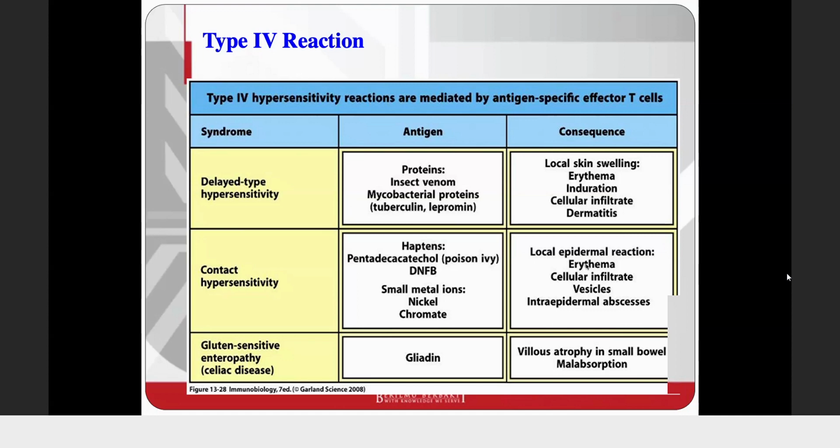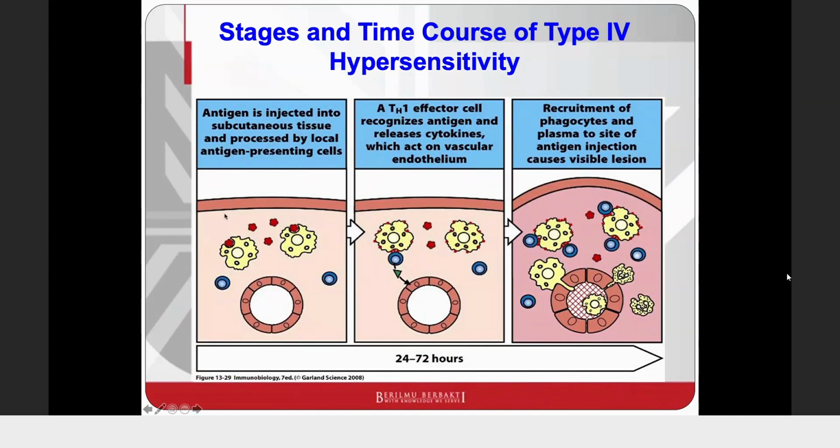So you can see here the mechanism. Antigen is injected into subcutaneous tissue, and then of course the APC will take it up and present it to naive T cells, and then they become activated and differentiated into Th1, which will recognize antigen and release cytokines. These cytokines will then recruit phagocytes to the site of antigen.